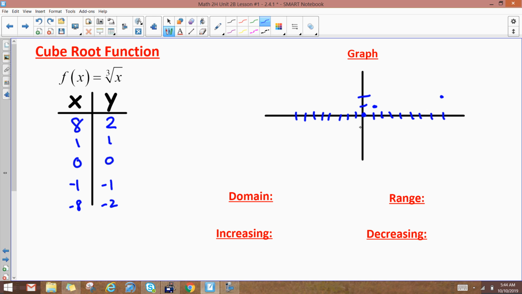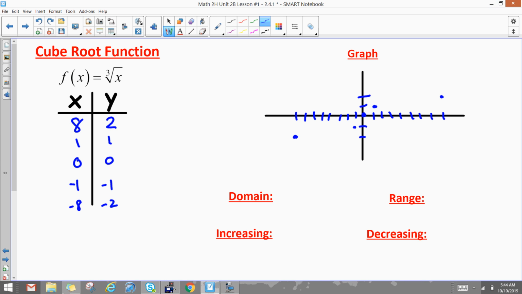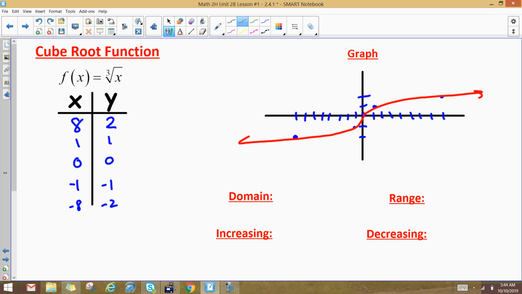So let's plot a couple of these points and see if we can kind of see what our shape is. Now, this is going to keep going out really far to the right and only up a little bit, so it's going to grow very slow that direction. And then same thing here. It looks like a little snake going from left to right. Okay. So let's see if we can answer some of these questions down here below.